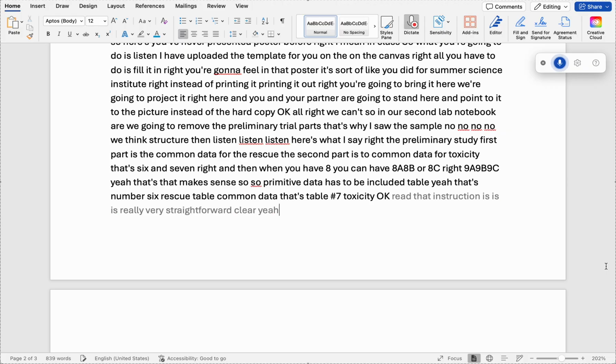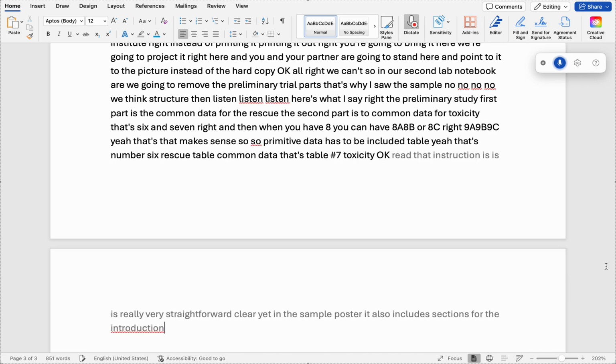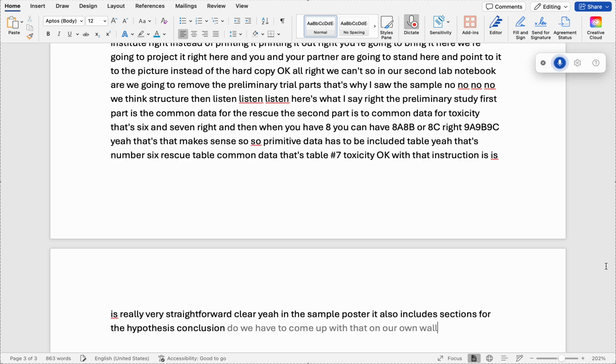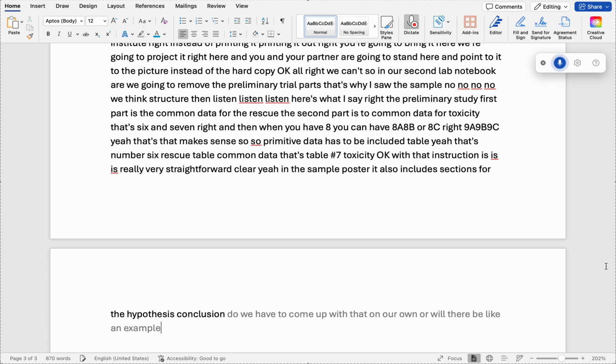In the sample poster, it also includes sections for the introduction, hypothesis, summary, and conclusion. Do we have to each come up with that on our own, or will there be an example? No, what do you think? I don't know.